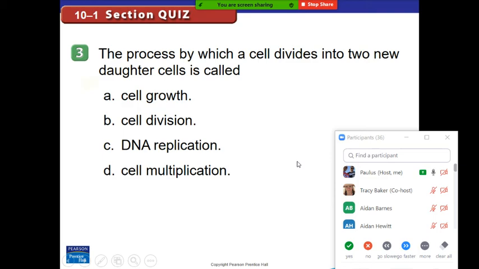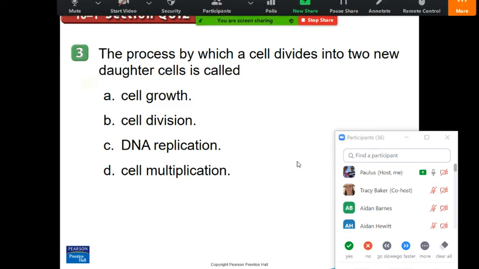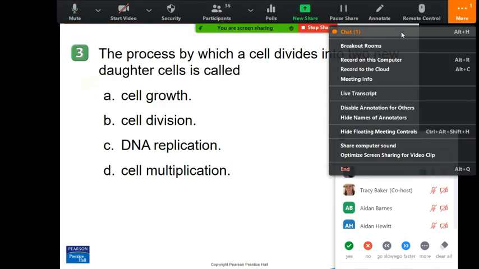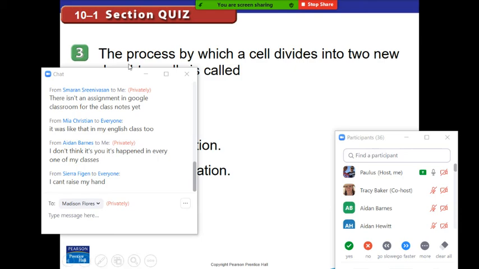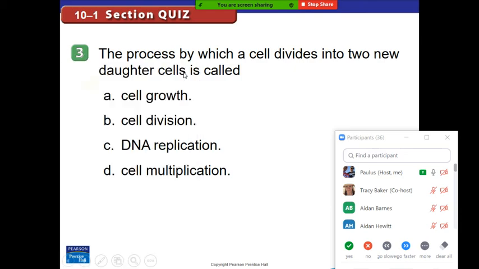The process by which a cell divides into two new daughter cells. What do we call that? A, B, C, or D? Sierra, go ahead, Aiden. B. B. That is cell division.